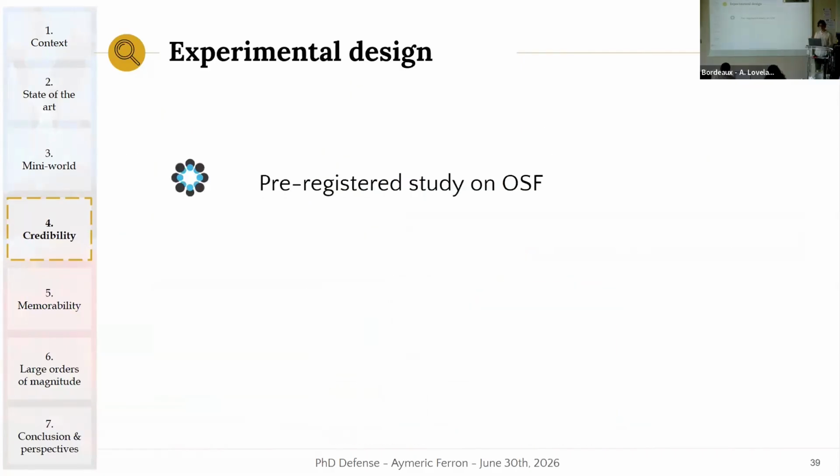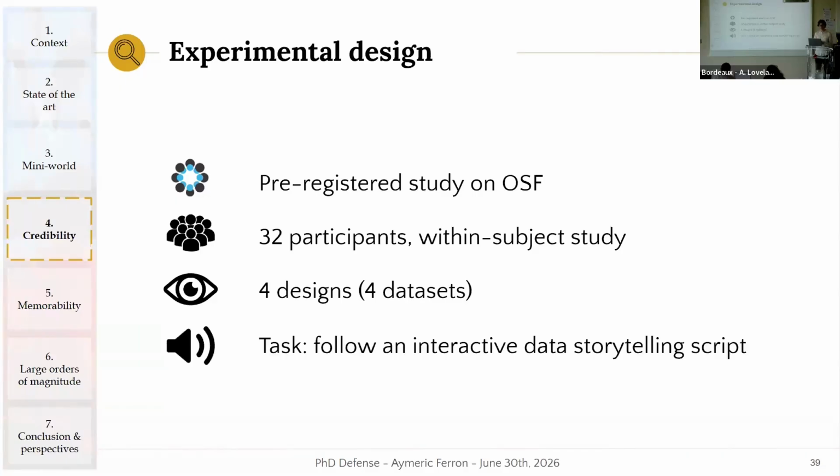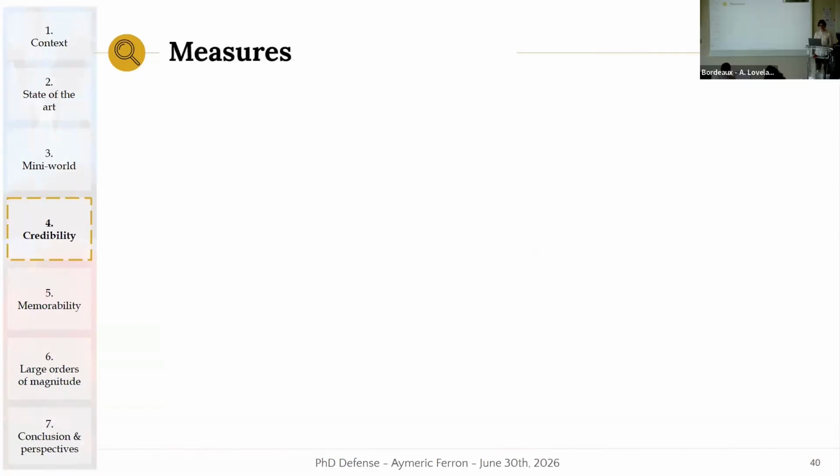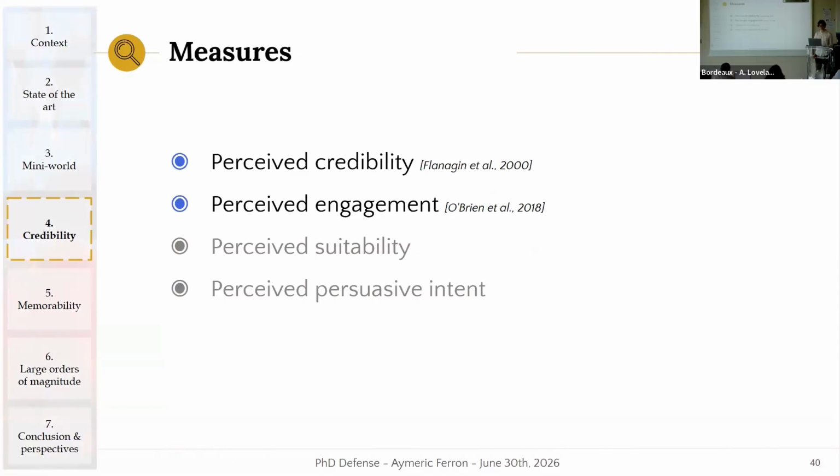So we ran a study that we pre-registered on OSF. We got 32 participants. It was a within-subject study, meaning that all the participants experienced the 4 designs with a different dataset for each. And the task was to follow an interactive data storytelling script. We measured several variables: perceived credibility, perceived engagement, perceived suitability, perceived persuasive intent, and some qualitative feedback, but I will only have time to report on the first 2.